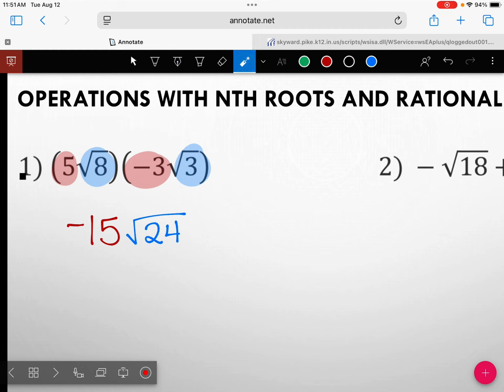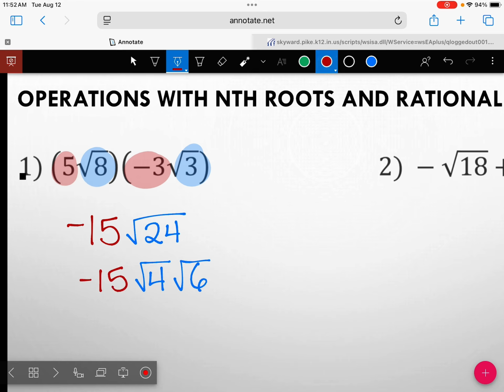So your next step is to see if you can divide this by any perfect square. Is there a perfect square that will divide into 24? So looking at the front, those pink numbers, they're perfect squares. Which one of those numbers can I divide into 24? 4. 4 times what is 24? 4 times 6. So we're going to break this apart to 4 times 6.